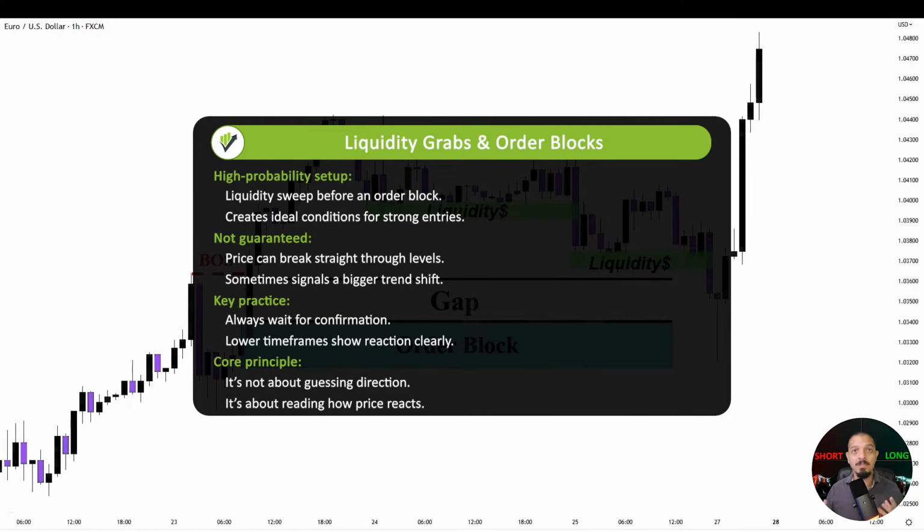Now, here's a key point you really don't want to miss. When the market grabs liquidity right before hitting an order block, that's often one of the best setups you'll find. It creates the perfect conditions for a high probability trade. But let's be clear, this isn't some kind of rule carved in stone. Price can absolutely blow right through an order block and signal a much bigger trend shift. That's exactly why we always wait for some kind of reversal confirmation on the lower time frames before pulling the trigger. It's not about guessing, it's about reading the reaction.